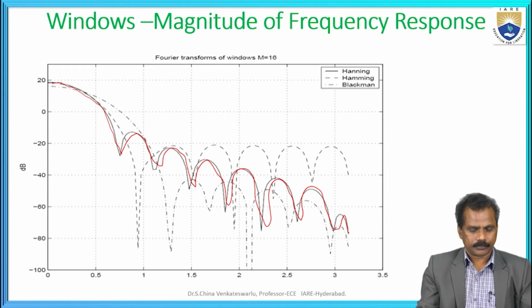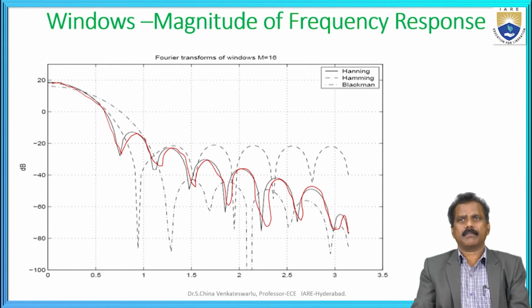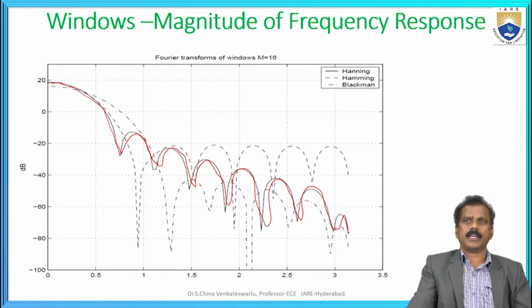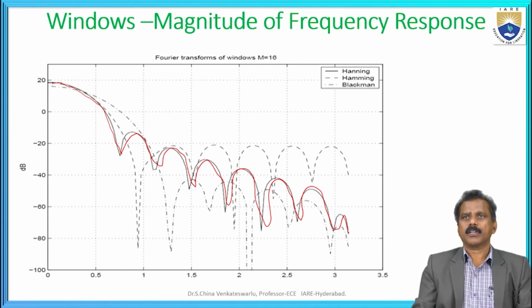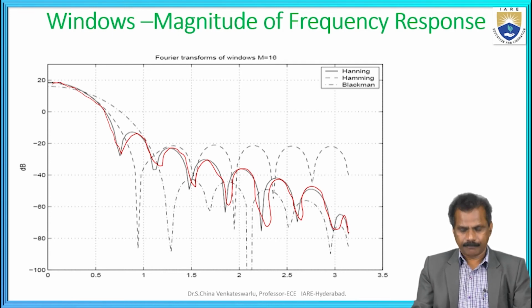And this is the window magnitude for different windows, other than the rectangular window, other than this Hamming and Blackman windows.